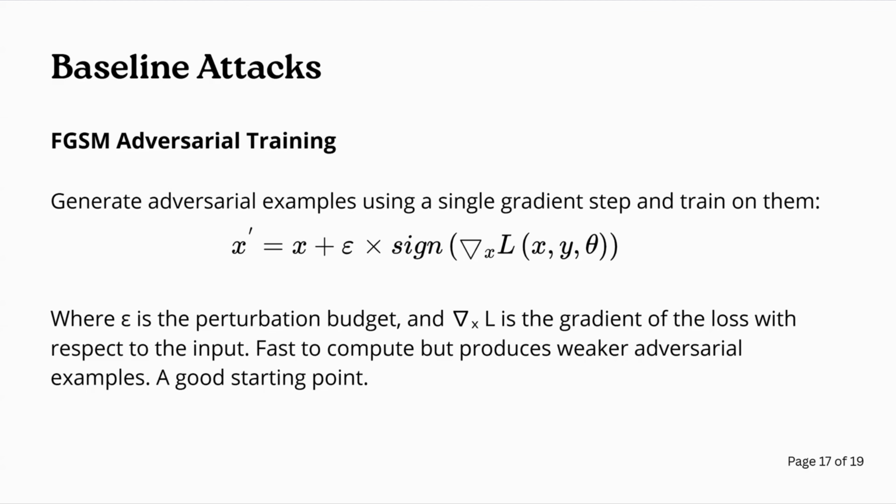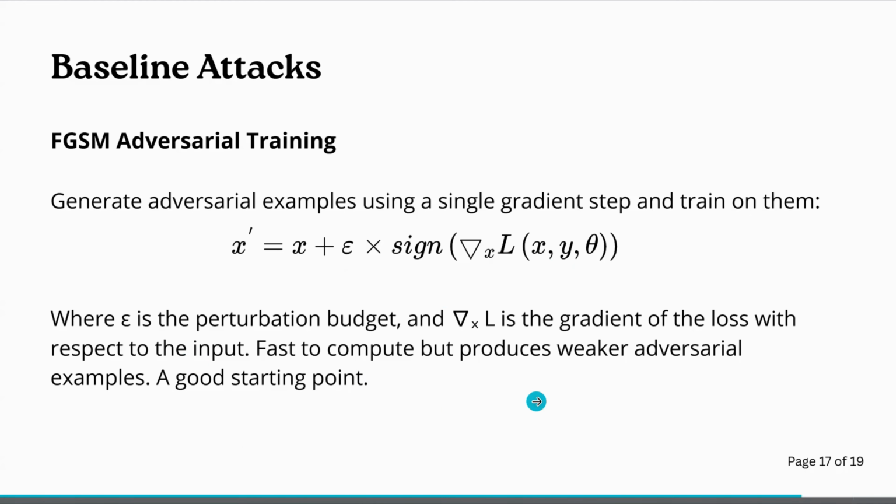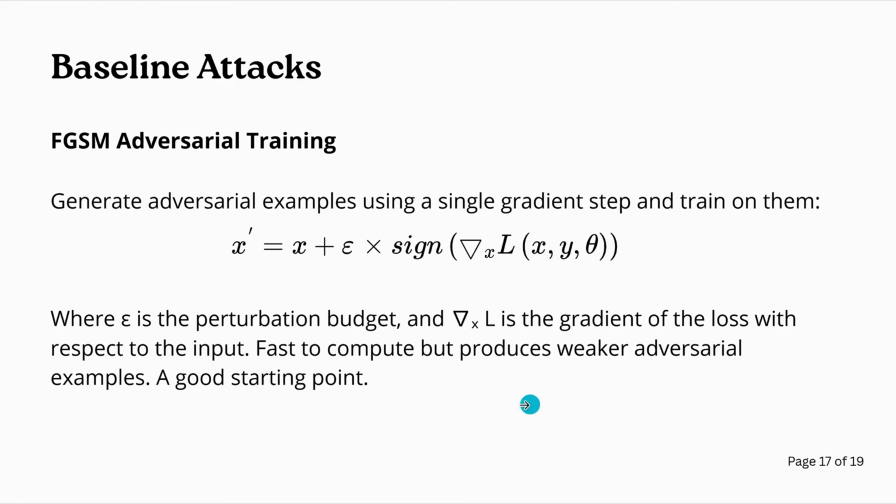The idea is kind of straightforward. For each batch during training, instead of just training with the clean images, you generate the adversarial version of each image using a single step gradient and train on that. You compute the gradient of the loss with respect to the input, take its sign, and move the input by epsilon in that direction. Epsilon here is your perturbation budget, how much you are allowed to change the image. This is fast to compute, but sometimes it may produce weaker adversarial results. It is a good starting point, but you can do better.